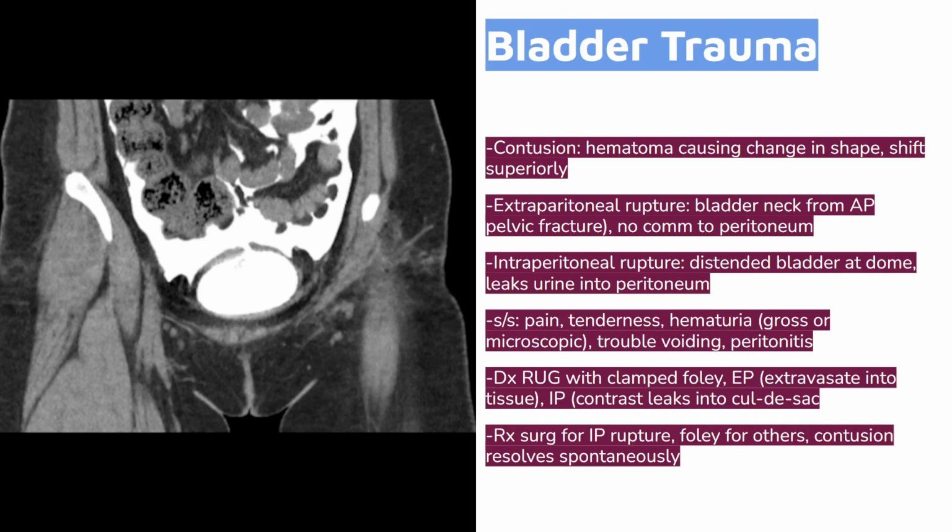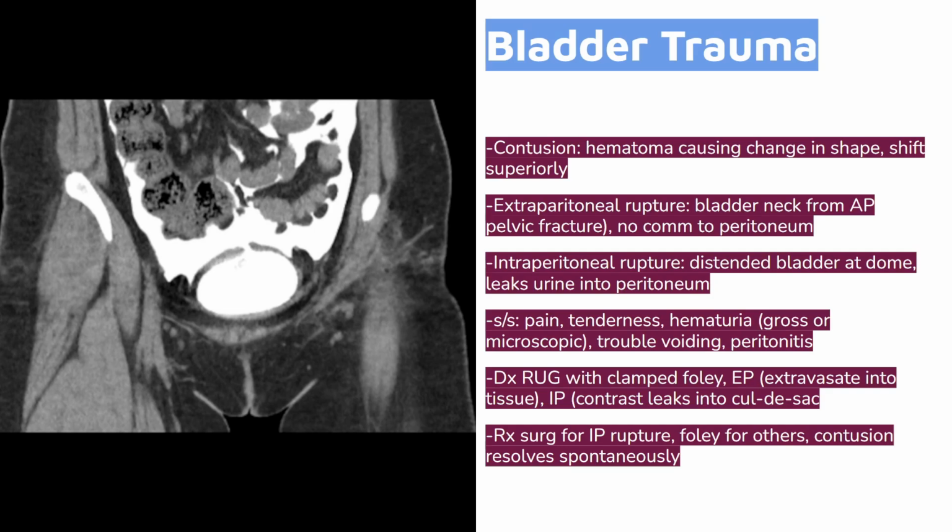And then intraperitoneal rupture, which is a distended bladder at the dome, and the contrast leaks into the peritoneum, or the urine leaks into the peritoneum. That's what's pictured here, okay? Pain, tenderness, hematuria, trouble voiding, peritonitis, diagnosed with a cystogram with a clamped Foley, and if it's intraperitoneal, the contrast will leak into the cul-de-sac, right?